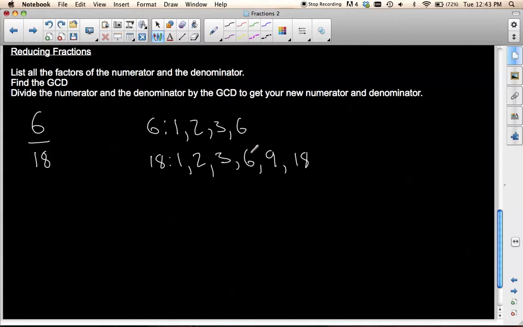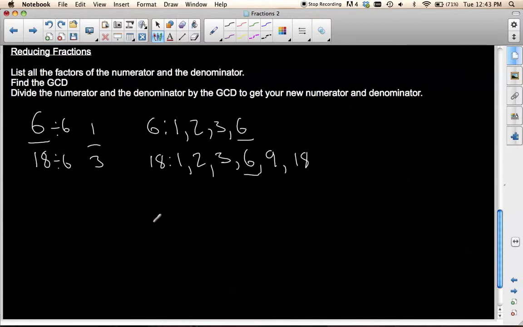Now if we look, where these two have a common divisor is 6. So we can just divide 6 by 6 and 18 by 6, and we end up getting 1 over 3. So we can reduce our fraction that way. 18 divided by 6 gives us 3, 6 divided by 6 gives us 1.